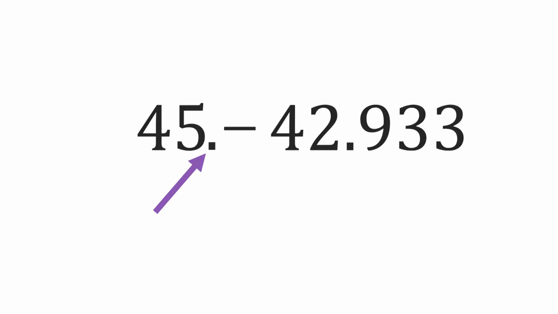How about this? 45 minus 42.933. So observe that we have a whole number. So for every whole number, the decimal point is right here. Now let's rewrite vertically. 45 and 42.933. So let's fill in the empty spaces with zeros. Then subtract.